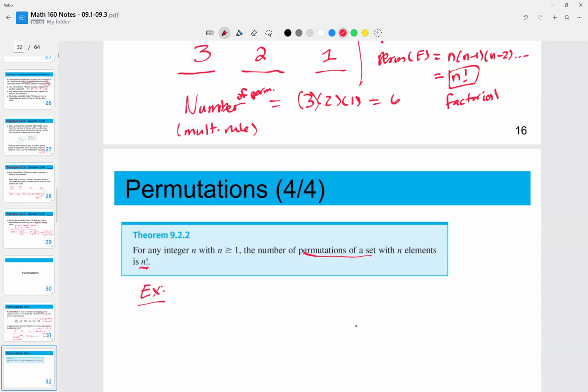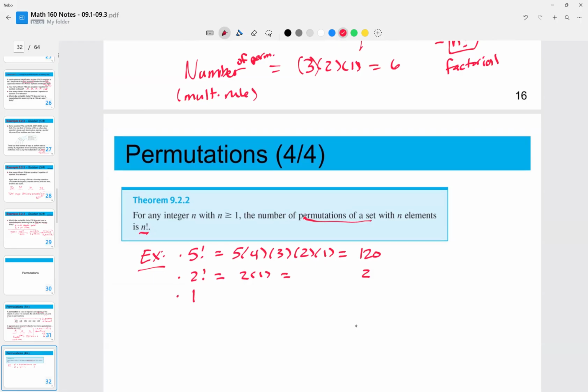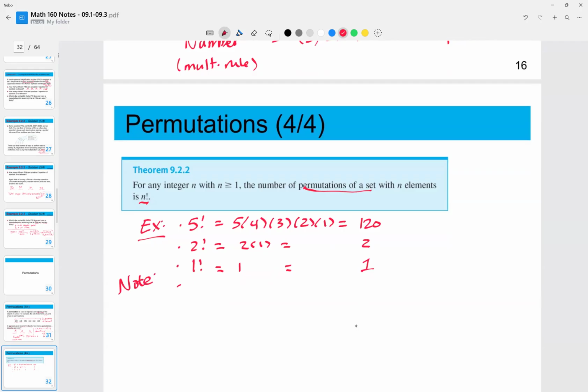And just so you have some examples, 5 factorial is 5 times 4 times 3 times 2 times 1, which is going to be 120. It's quite large. Okay. 2 factorial is 2 times 1, which is 2. And 1 factorial is just 1. Just so you know, make a big note to yourself: 0 factorial doesn't make any sense. There should be no answer here, but to make it helpful for many formulas, we just call it 1.